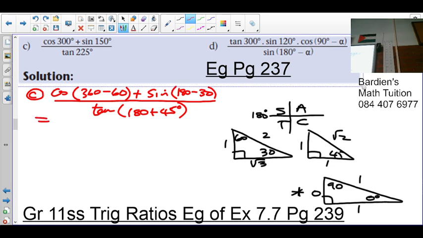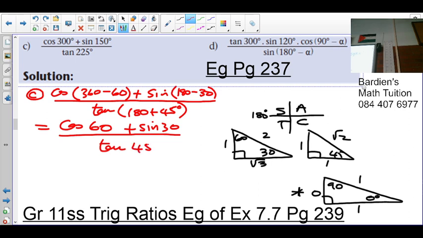Right, so let's go. 360 minus is in which quadrant? Fourth quadrant. Is cos positive or negative? Positive. So it stays positive cos 60. 180 minus is in which quadrant? Second. Is sine positive or negative? Positive. So it's positive sine 30 over 180 plus, which quadrant is that in? Third quadrant. Is tan positive or negative? Positive. So it's positive tan 45. So all three of those angles are special angles. Not so? What's wrong, Leanne?